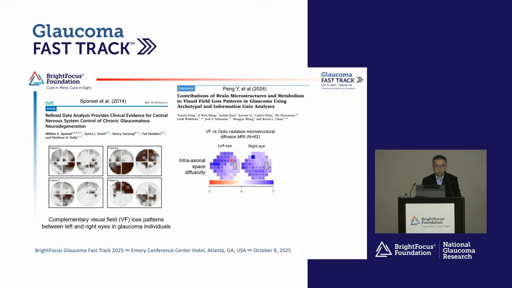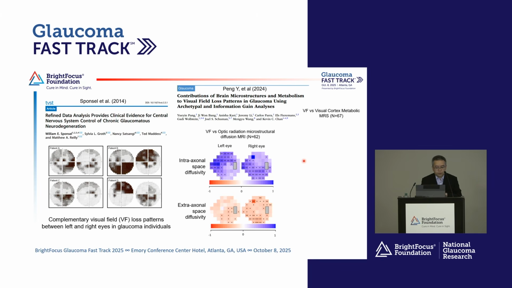We do a partial correlation with 62 subjects, and it turns out that in the left eye, the intra-axonal space water environment and diffusion tend to be more associated with the upper visual field. And the right eye is more in the opposite field. Extra-axonal space is more related to myelination and inflammation. One eye seems to be more in the central vision, the other more in the periphery.